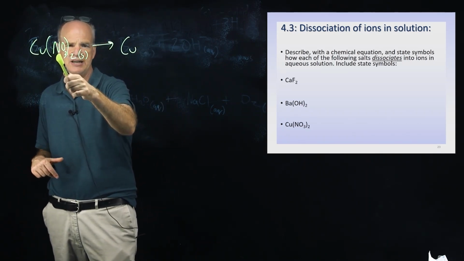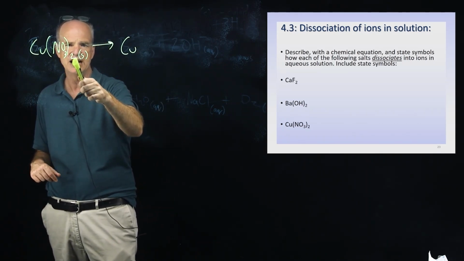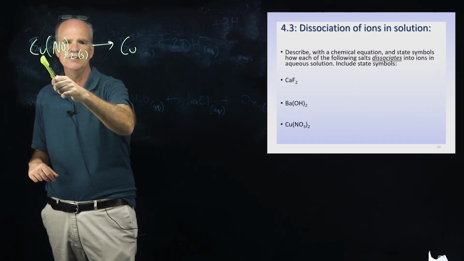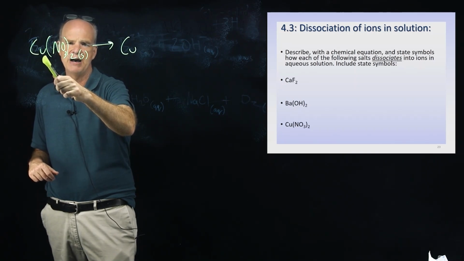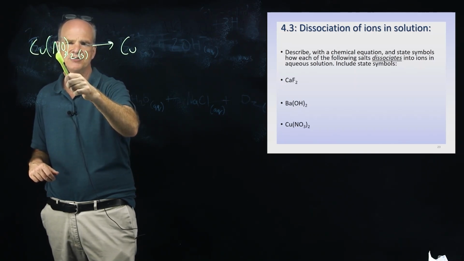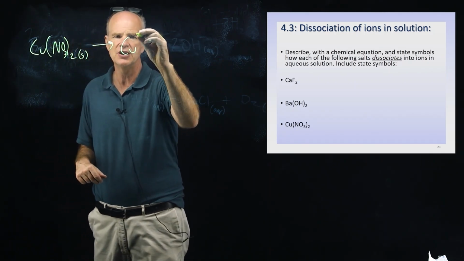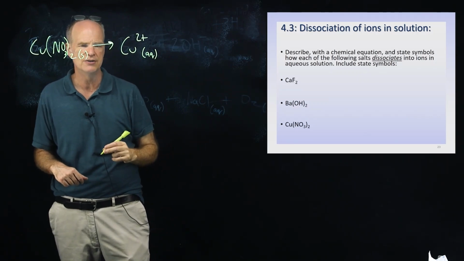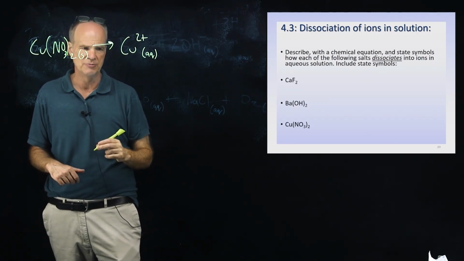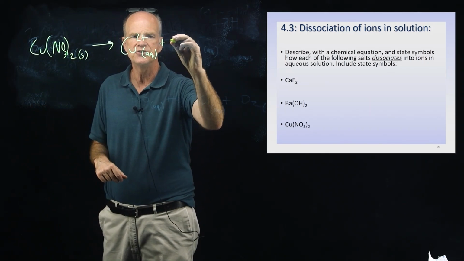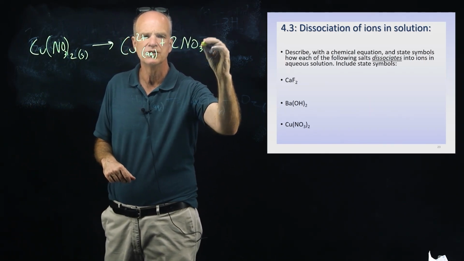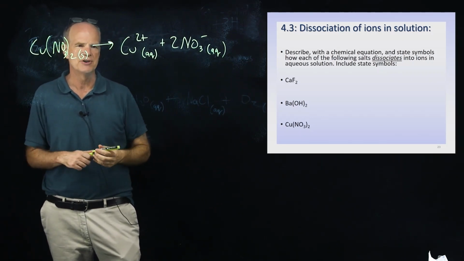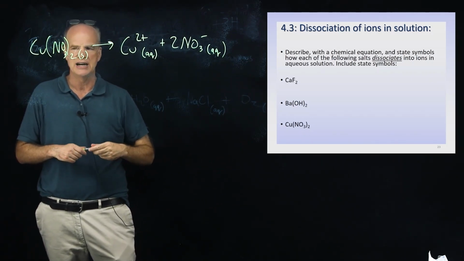Each nitrate has a single negative charge. We have two nitrates, so we have a total of -2 charge here. We have one copper ion in this formula. So to balance the -2 charge contributed by nitrate, copper must be +2. So it's copper 2+. And again, when it dissociates, it'll be surrounded by water, so we indicate that with the symbol (aq). And then we write out two nitrate ions like this. That should be a good equation for the dissociation of copper nitrate in water into copper and nitrate ions.